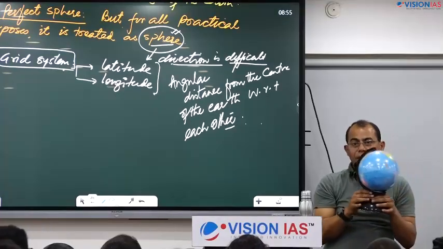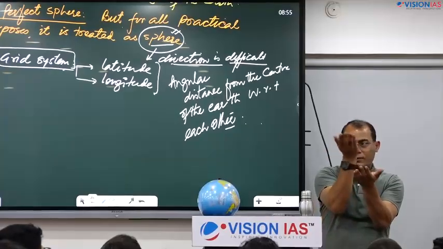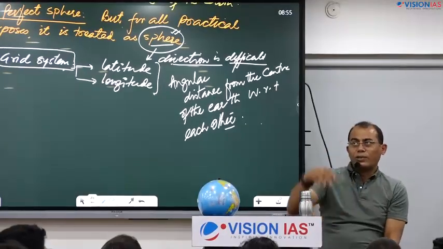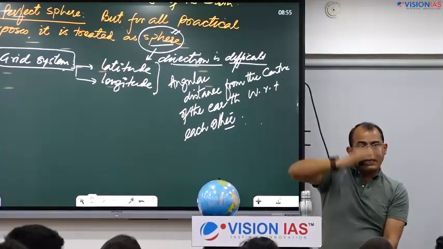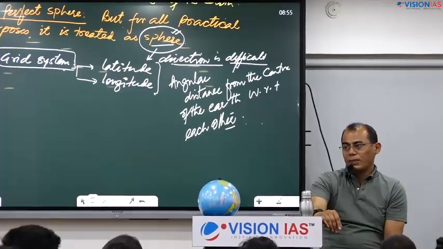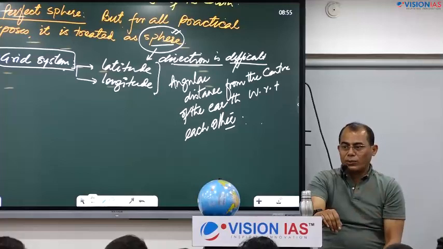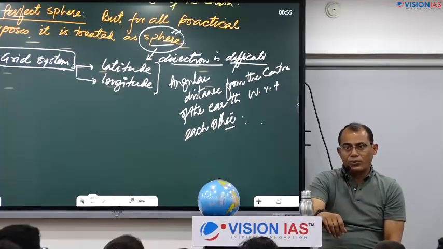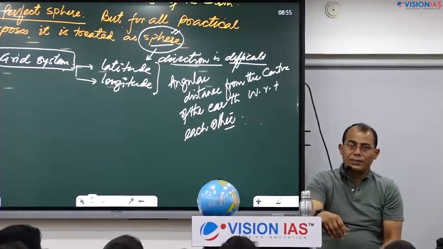Imagine an onion, and if you are a good chef, you can make slices. That way, Earth is divided into 90 parts on the top and 90 parts below, and all these are called latitudes. Each latitude is further divided into minutes and seconds, 60 minutes and 60 seconds, so that at the micro level the location can be established.